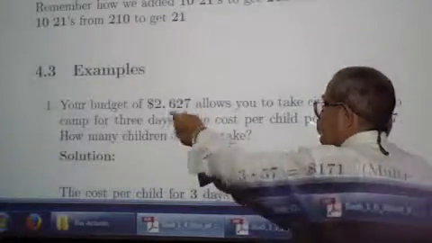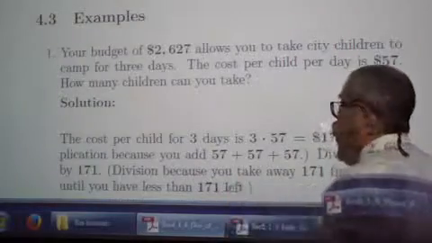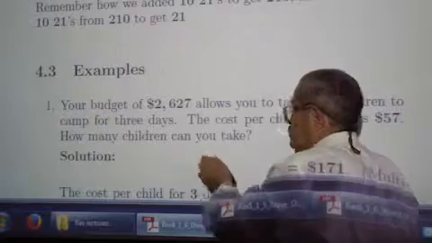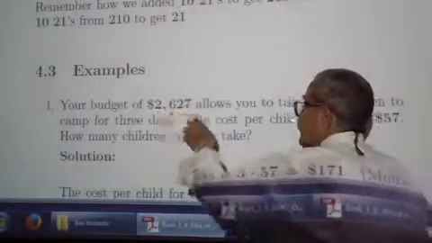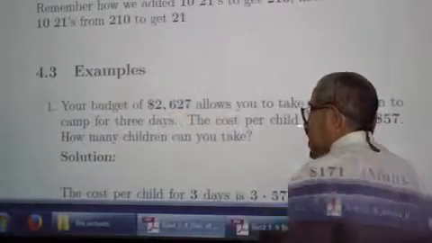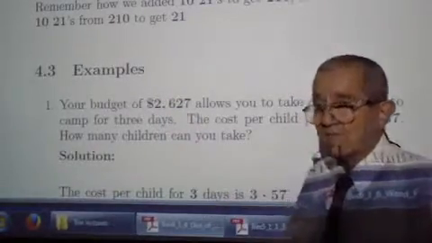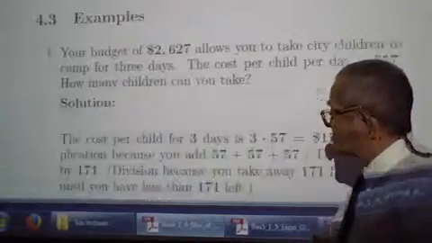You subtract 171 for the first child. From whatever you're left, you subtract 171 for the second child. You can keep on subtracting until you're down to no dollars, or not enough dollars here. And what is repeated subtraction? Division. So first we have to multiply, now we have to divide.